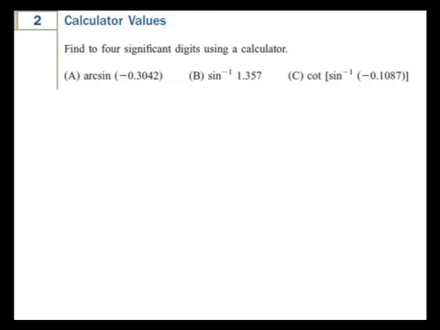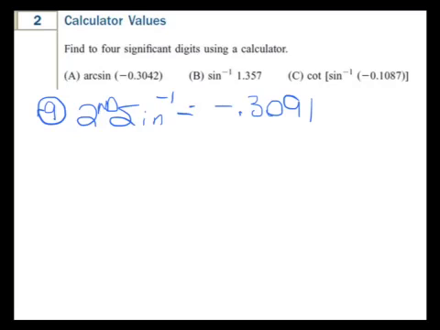Okay, this next one's pretty simple. You're just going to put it in the calculator. The only thing you need to worry about is make sure in your mode you have it set to radian. And when we put it in the calculator, you're going to press your second button so that you can get to your inverse sine. And your answer should be, on this one, negative 0.3091.